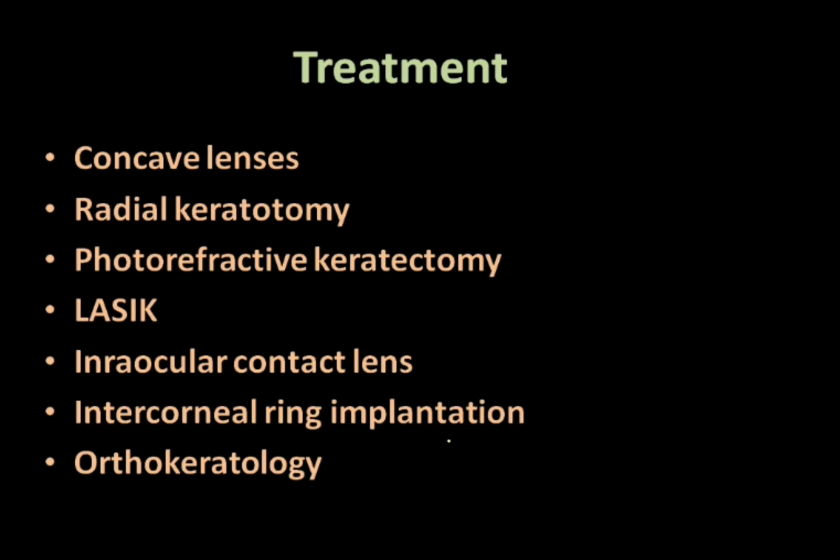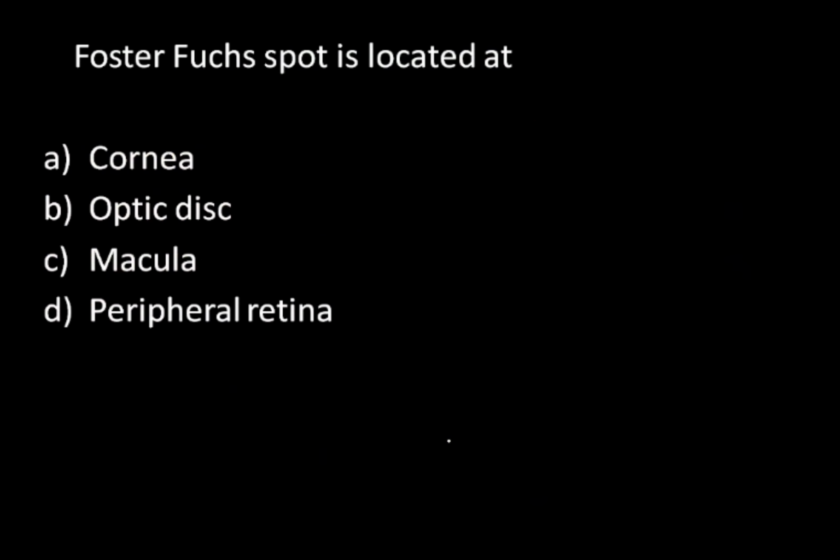Now moving on to the MCQ. Foster-Fuchs spot is located at which part of your eye? Cornea, optic disc, macula, or peripheral retina? In the previous slide we discussed that Foster-Fuchs spots are seen in the macula, which are nothing but dark red circular patches due to subretinal neovascularization and also choroidal hemorrhage. So your answer is macula.